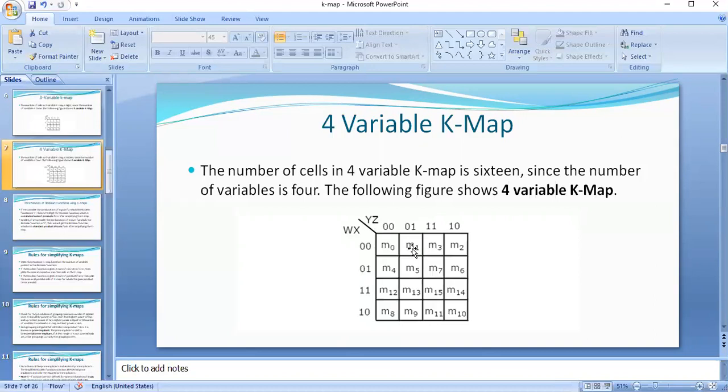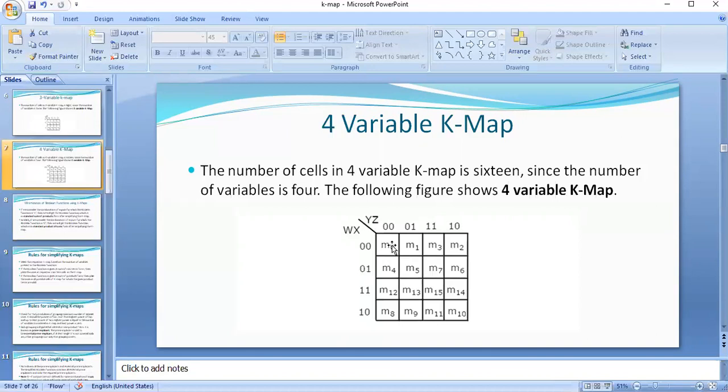Here you may observe that for any minterm, the number of adjacencies is equal to the number of variables in the K-map. For example, what is the total number of adjacencies for a minterm? The maximum number of adjacencies is 4.